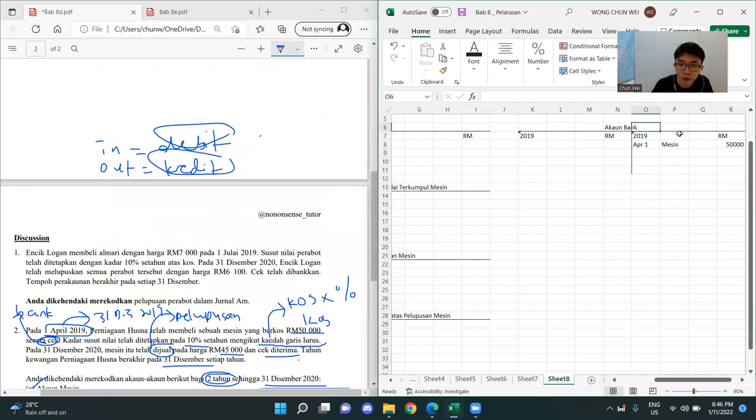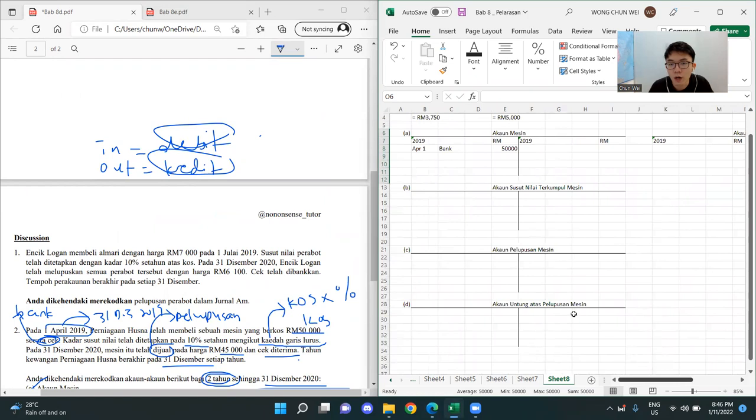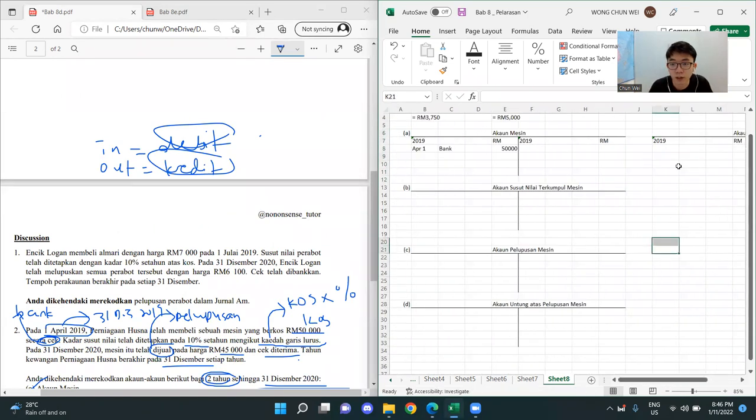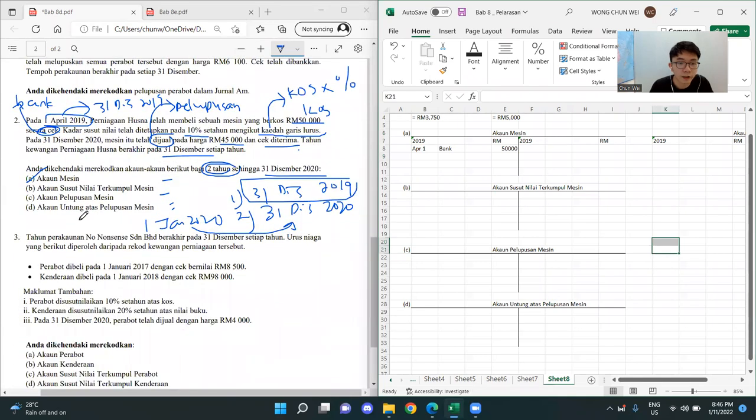Credit. Therefore, I credit my bank account because the money is going out. Therefore, you can see one account is debit, and then the other account must be in credit. So that is how you do it. But this one, you can just ignore it. You don't have to write it in your answer. Okay, next.